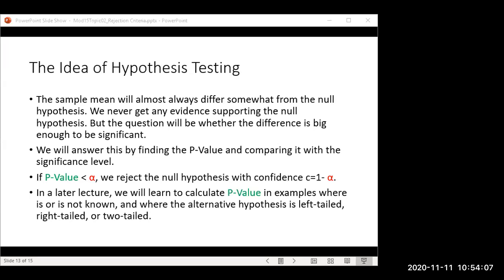So the sample mean will almost always differ a little bit from the null hypothesis. The question is whether the difference is big enough to be significant. In a later lecture, we'll learn how to calculate these p-values, the probability amongst all possible sample means. How often would they go so far out as yours went? That's the p-value. And then if that p-value is less than alpha, you might convince the EPA to reject their null hypothesis. You should negotiate that alpha ahead of time.